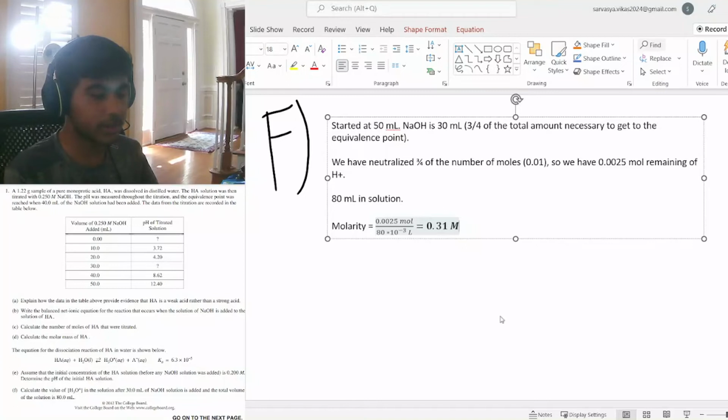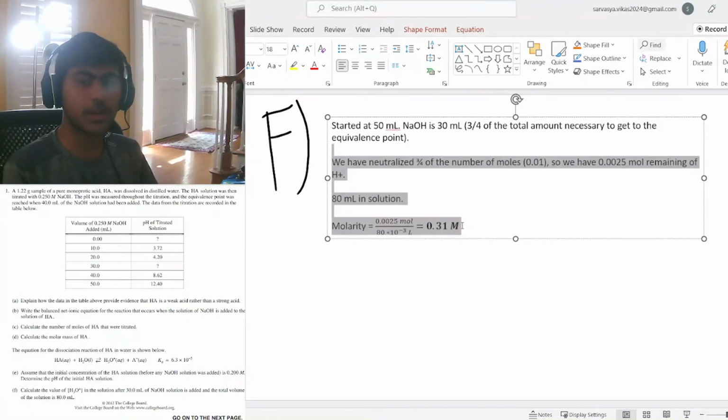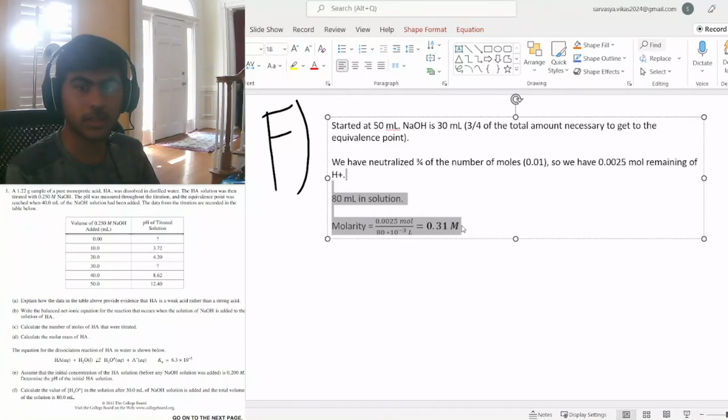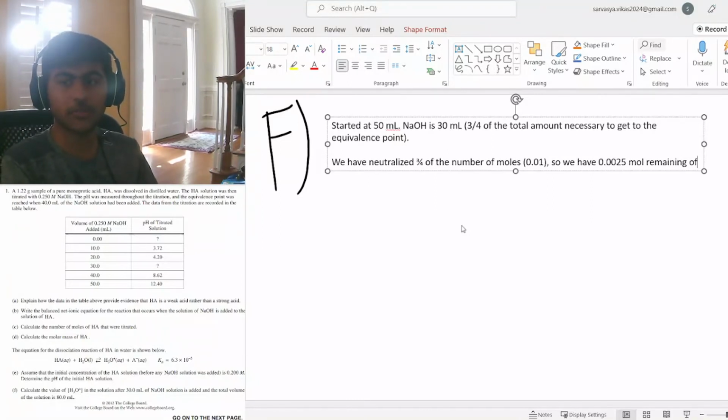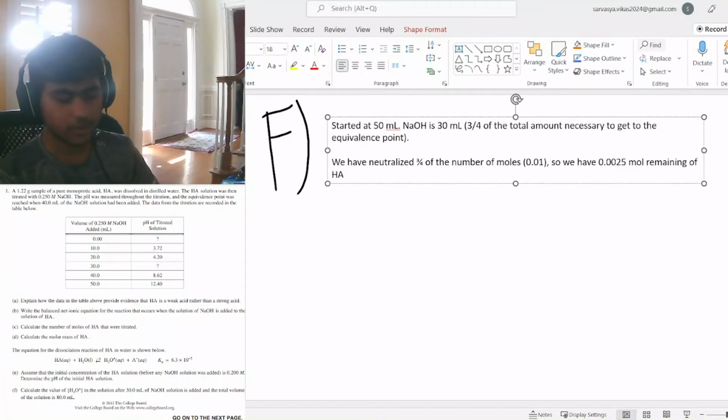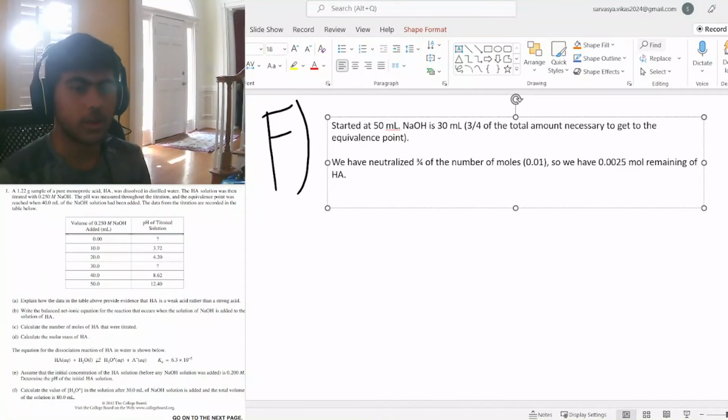We have to rethink it. This is why you write stuff down. So let's think about this again. This way, since we know what we've done, we can think about it again. We have neutralized 3/4 of the 0.01 moles, so we have 0.0025 mole remaining of the HA. Well, how does that help us? Let's think about it differently. How many moles of hydronium did we have in the initial solution?